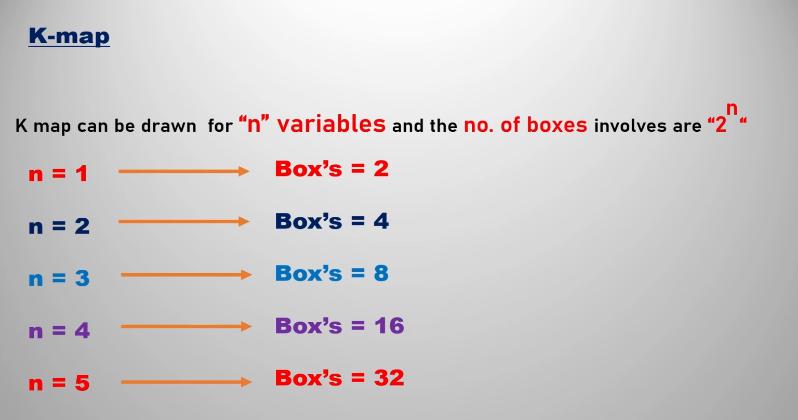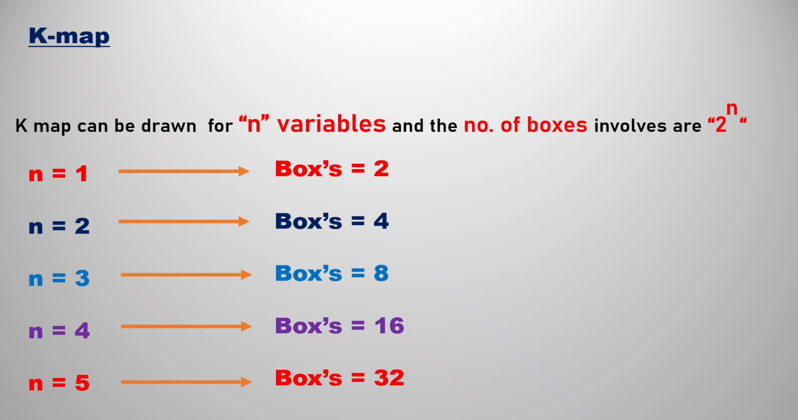Let's see another example. For n equals 1 we have only 2 boxes. With one variable, assume capital A is our variable, we can represent A bar and A, and we can simply identify that A bar into A is 0, we know that.